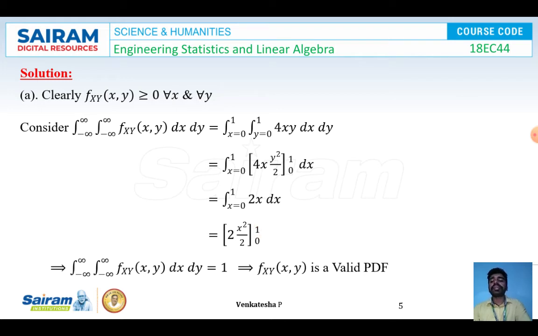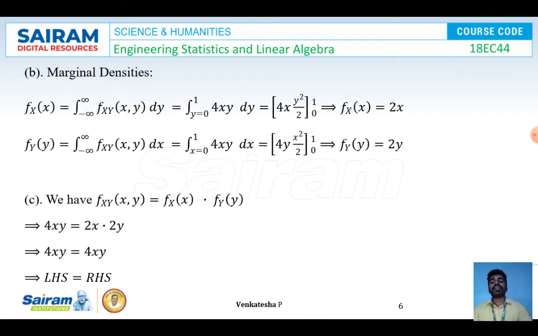So I got the double integral over minus infinity to plus infinity fxy of x comma y dx dy is equal to 1. So it is unity. Hence we can say the given joint PDF fxy of x comma y is a valid PDF function.